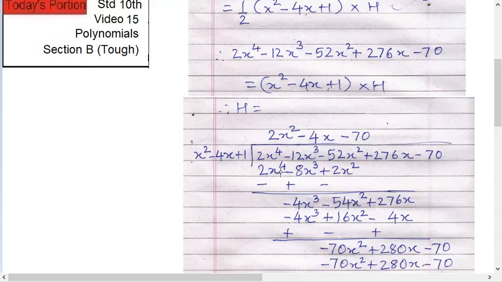So what happens now? 2x square into x square, 2x raised to 4. Similarly over here, 8x cube, 4 into 2 and minus sign. So 1 into 2, 2x square. So change the signs, division. So it becomes minus 4x cube minus 54x square, and this 276x comes down.